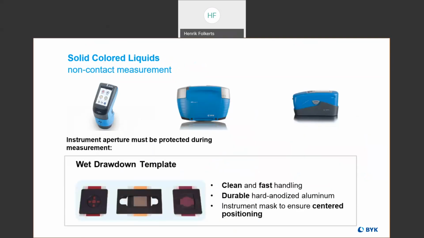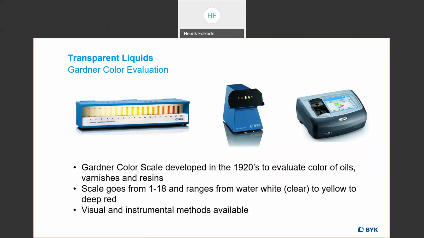And so once you have the drawdown, you can use one of our color or even gloss instruments to evaluate the material using a wet drawdown template. So these templates are fitted specifically for each of our instruments. And you can take those and put them on top of your still wet drawdown. It doesn't have to be dry first. You can put it on a wet drawdown and then put the instrument on top for measurement, and that will hold it just above the wet coating so that you don't contaminate your aperture. So that's for measuring solid colors.